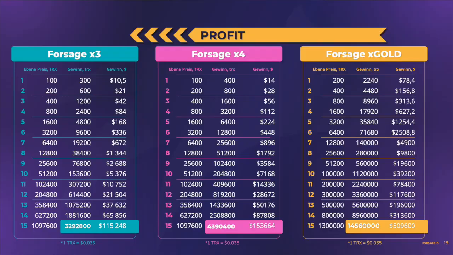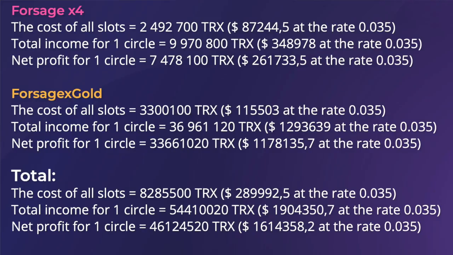Just look, total cost of 15 slots is 3,300,100 Tron. That's $115,503 at 0.035 exchange rate. And income for one circle of all slots is 36,961,120 TRX. It is $1,293,639 at the rate 0.035.